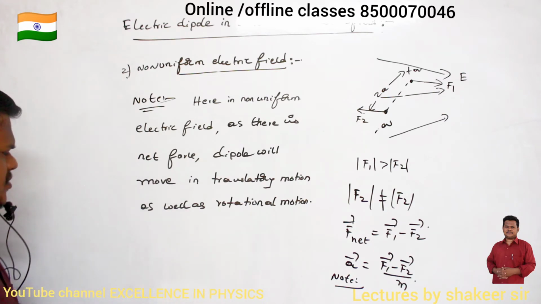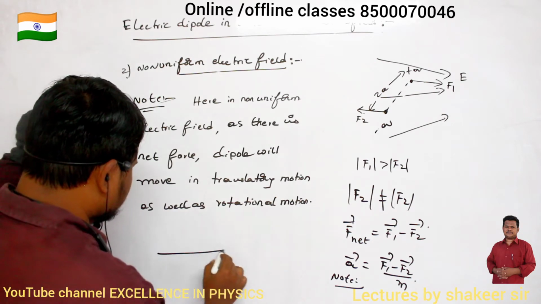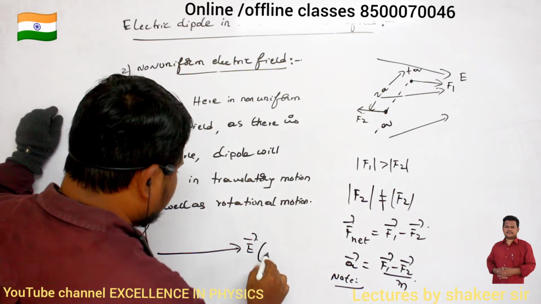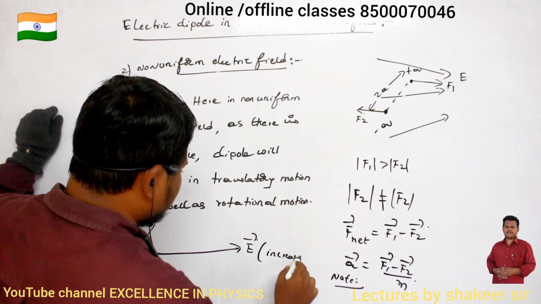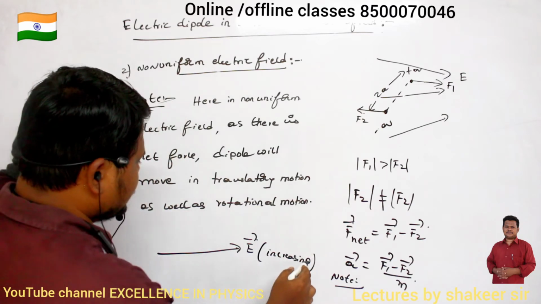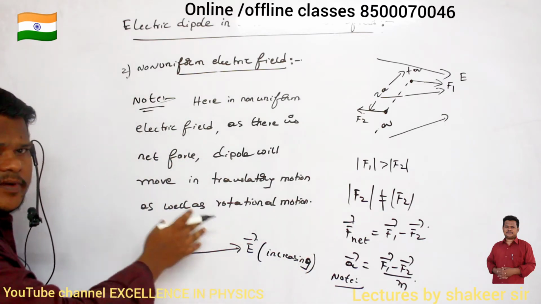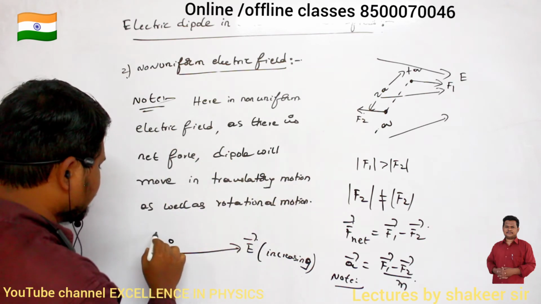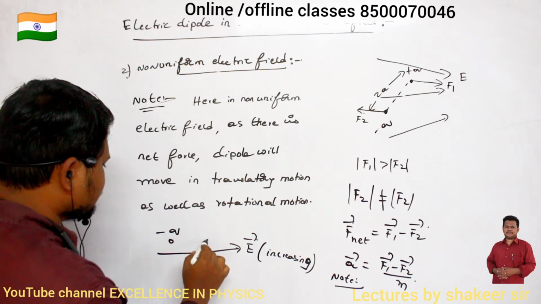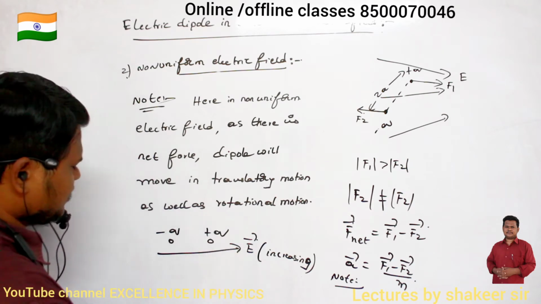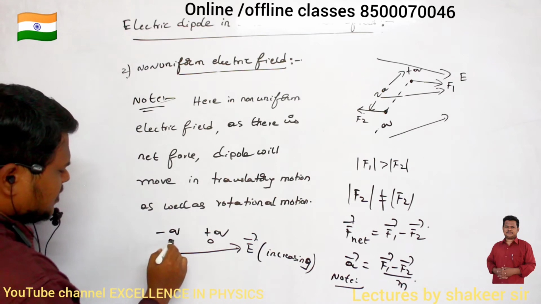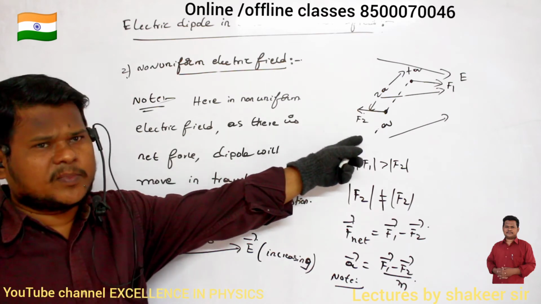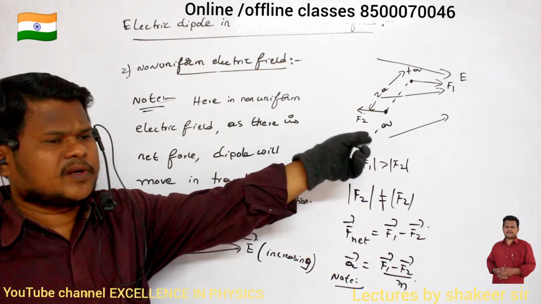Clear? So let us consider this is the direction of the electric field. And here the electric field magnitude is increasing. Let us suppose the strength of the electric field is increasing. So if I place a dipole here, this is the negative charge and this is the positive charge. So this dipole is parallel to this electric field. Previously the dipole was not parallel to the electric field, no? So that is why it rotated there.